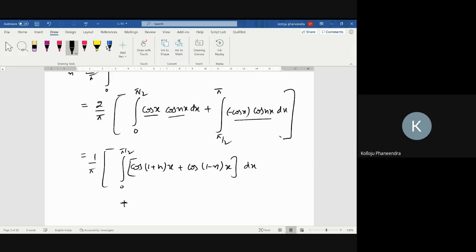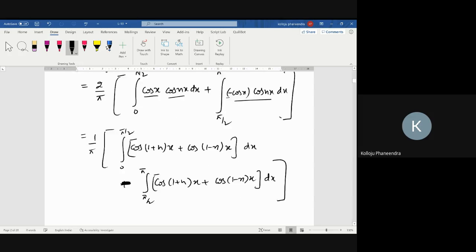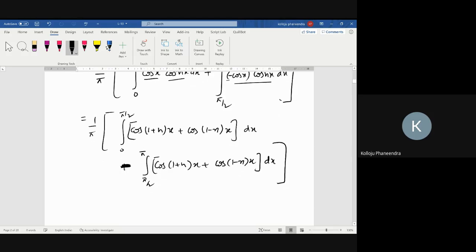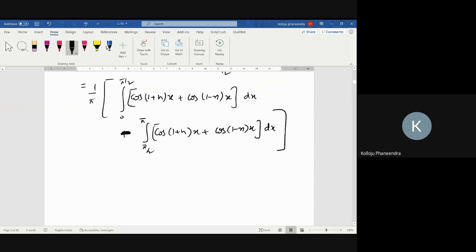And plus, okay, this is minus there. So minus integral pi by 2 to pi. This is also 2 cos A cos B, so cos (A plus B) plus cos (A minus B), and this whole bracket closed. Okay, it is only the same integration, but the limits are changed. One integral has limits 0 to pi by 2, the other has limits pi by 2 to pi.